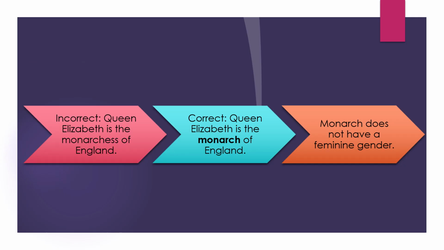Queen Elizabeth is the monarchess of England. Now, whenever we have words like monarch, we do not have any feminine gender for that. It is treated as both the masculine and the feminine gender. Therefore, this word monarchess is incorrect here. We'll have to change it to monarch only. So Queen Elizabeth is the monarch of England.